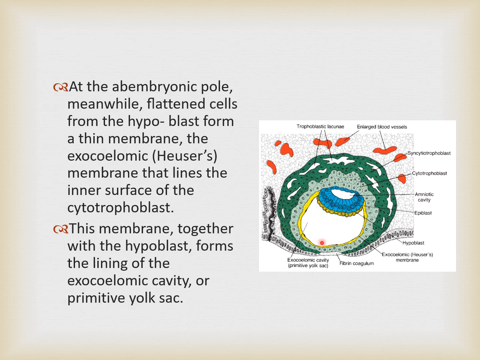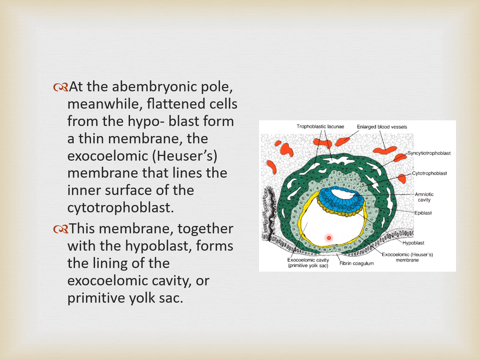At the abembryonic pole, that is where the embryo is away from the endometrium, the flattened cells from the hypoblast form a thin membrane which is known as the exocoelomic membrane or Heuser's membrane. This yellow colored structure is Heuser's membrane. It lines the inner surface of the cytotrophoblast. This light green structure is the cytotrophoblast, and this whole yellow colored membrane is Heuser's membrane.